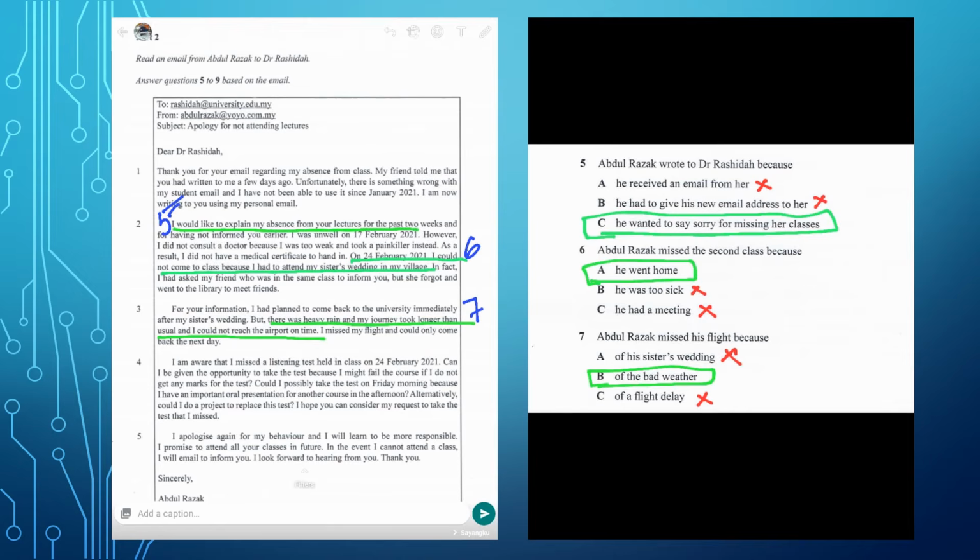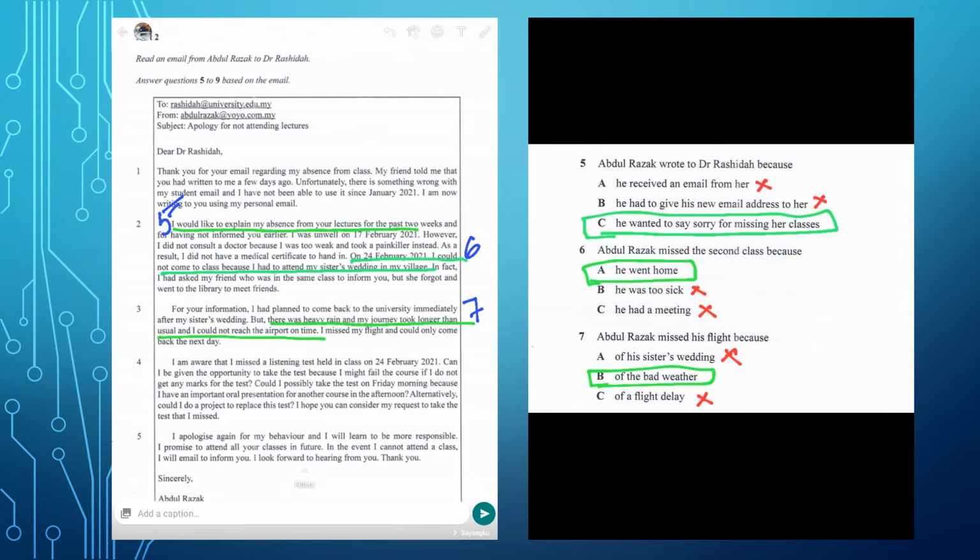Okay, so as you can see in the passage, paragraph number 5: "I would like to explain my absence from your lectures for the past 2 weeks and for having not informed you earlier." So that will be the reason why Abdul Razak wrote to Dr. Rashida. So you go back to the question.